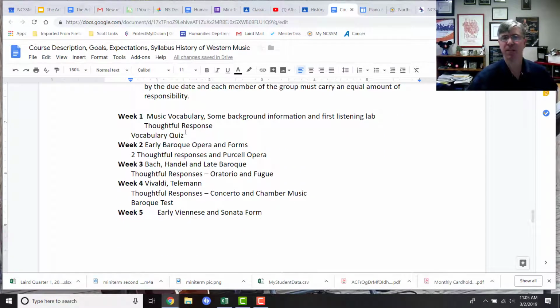After that, we have basically our syllabus. I have it broken down by weeks. This year will be just a little different, but not significantly. I will have assignments for Thursday and Friday of this week. Week 1 is typically music vocabulary and background information, our first listening lab, and a vocabulary quiz. We're going to probably hold off on the vocabulary quiz until next week. Please plan to have a vocabulary quiz on the Monday that I return. It'll be very short, it'll be multiple choice, and we'll get you taken care of.